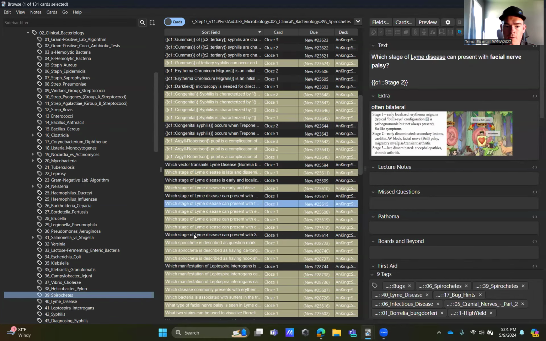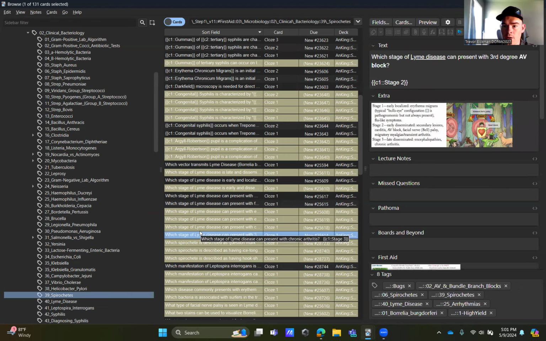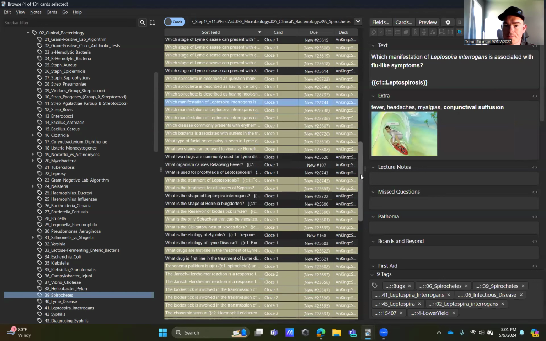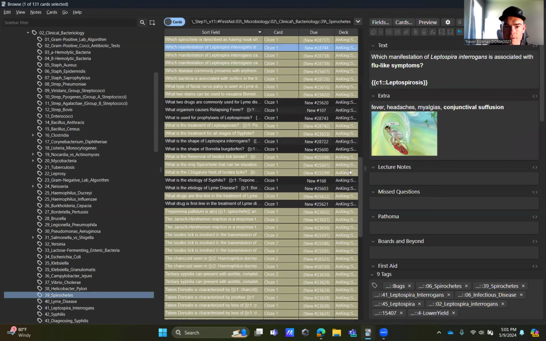And still coming down, you want to skip the next three, grab this card here. Not so much that it's important to recognize it as third degree AV block, but it's like cardiac symptoms. It's the best card I found for that. And you want to skip these next three, talking about which spirochete until you get to which manifestations. Activate that card, and we're going to scroll down some more. Lots of cards here. This is a long section.